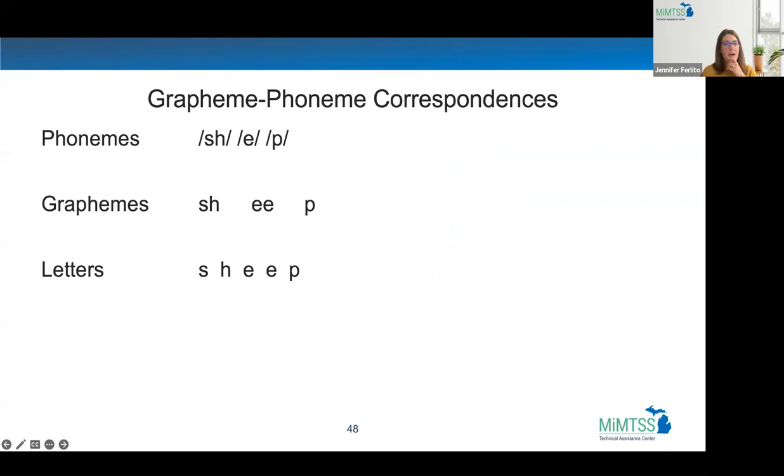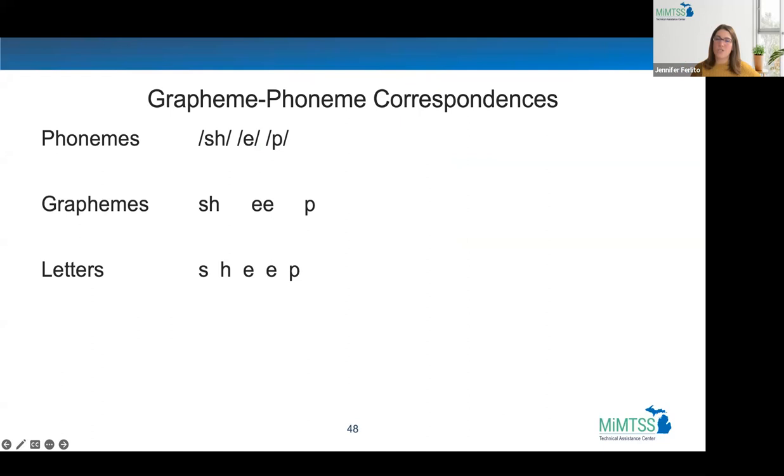The next thing that I want to explore is just understanding the relationship between phonemes and graphemes and letters. It is extremely important that we understand this and that we can help teachers understand this. So spreading that knowledge of correct phoneme production is vital, and also understanding the difference between phonemes, graphemes, and letters.